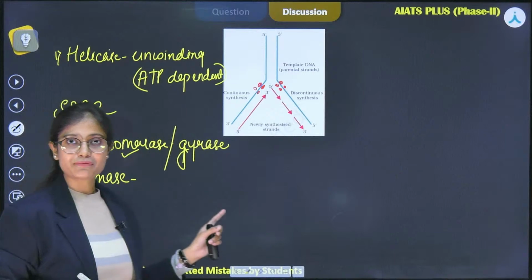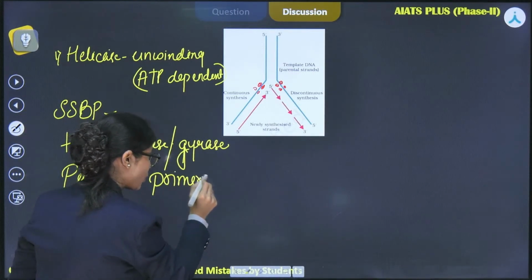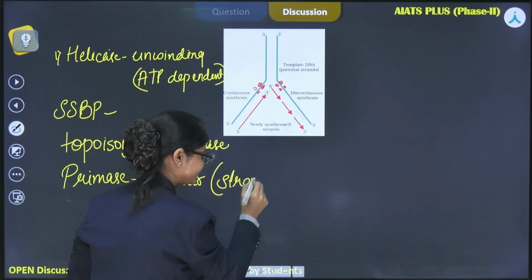What will this enzyme do? It will form the primer. What is a primer? It is a strand of RNA.